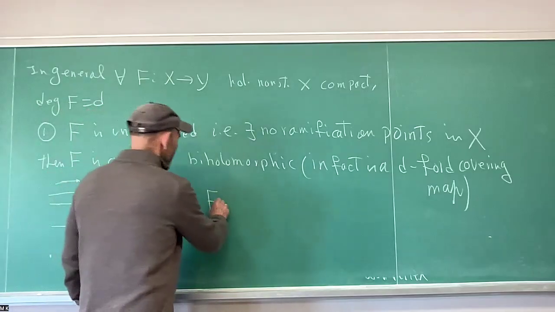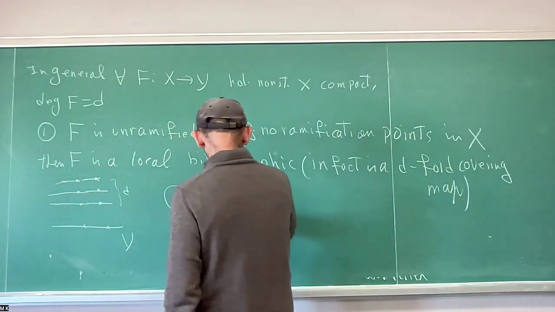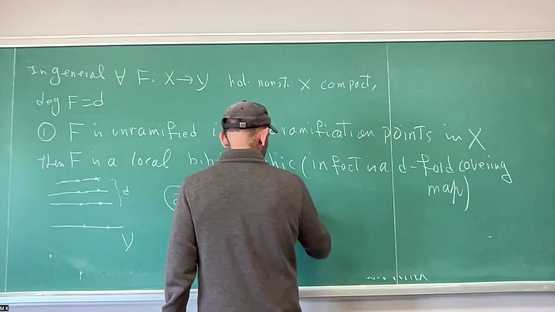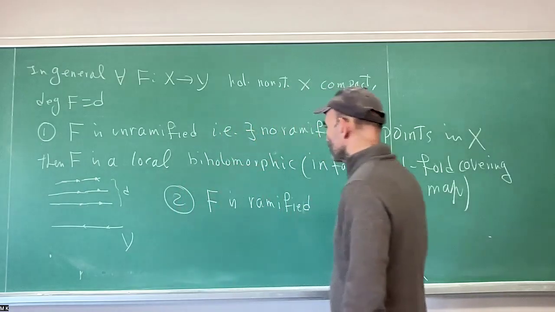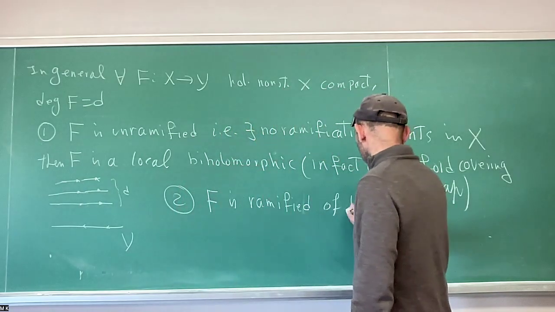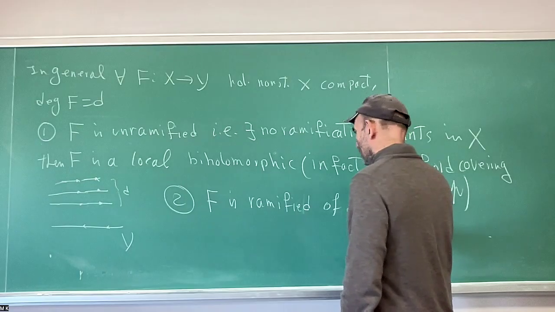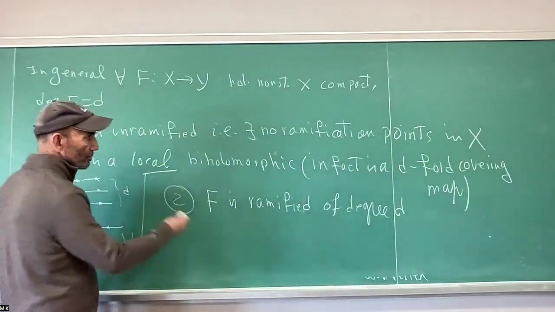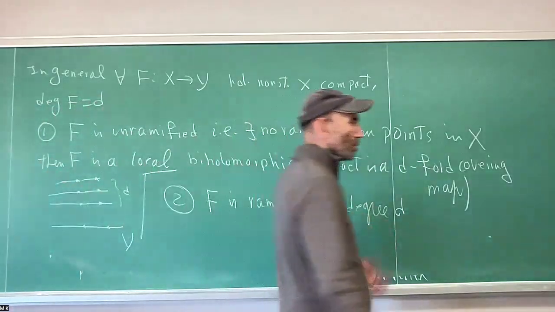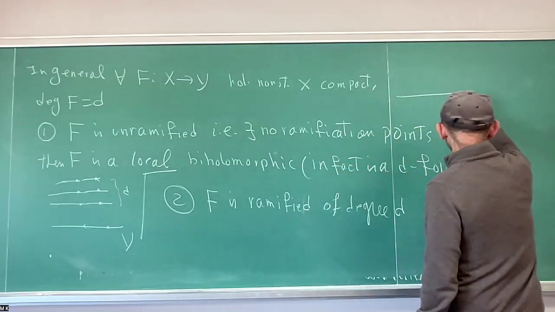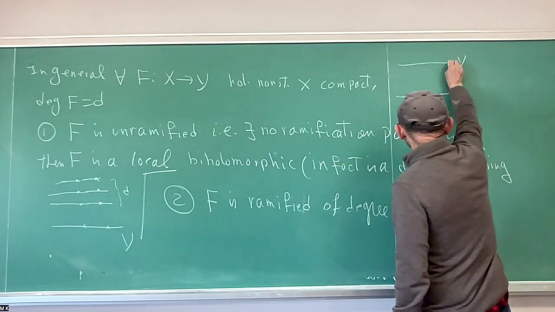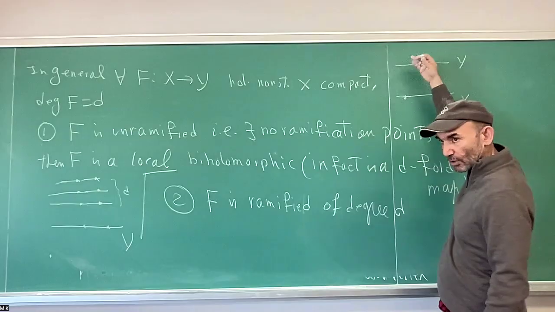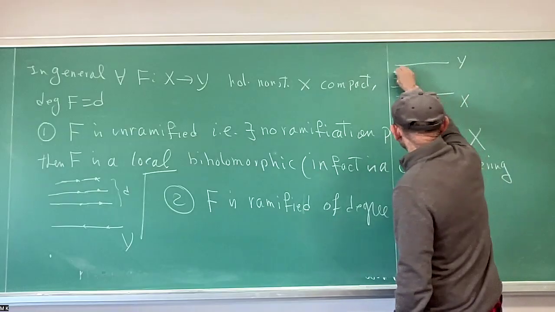The second case, which is much more interesting, and it happens, is that f is a ramified covering map. So f is ramified. f is ramified of degree d. So the picture that we should have in mind in that case is much more sophisticated. So this is X, this is Y. Again, there are some points. Most points are nice. So there are d points in the inverse image for most points.